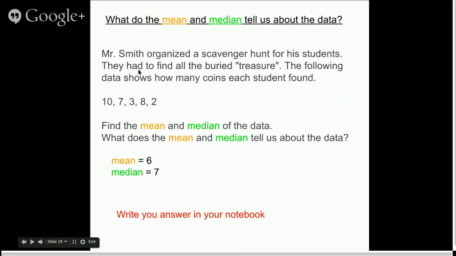Okay. So Mr. Smith makes a scavenger hunt for his students. They had to find the buried treasure. This is how many coins each student found. If you find the mean, each student found about 6 coins, and then the middle student found 7 coins.